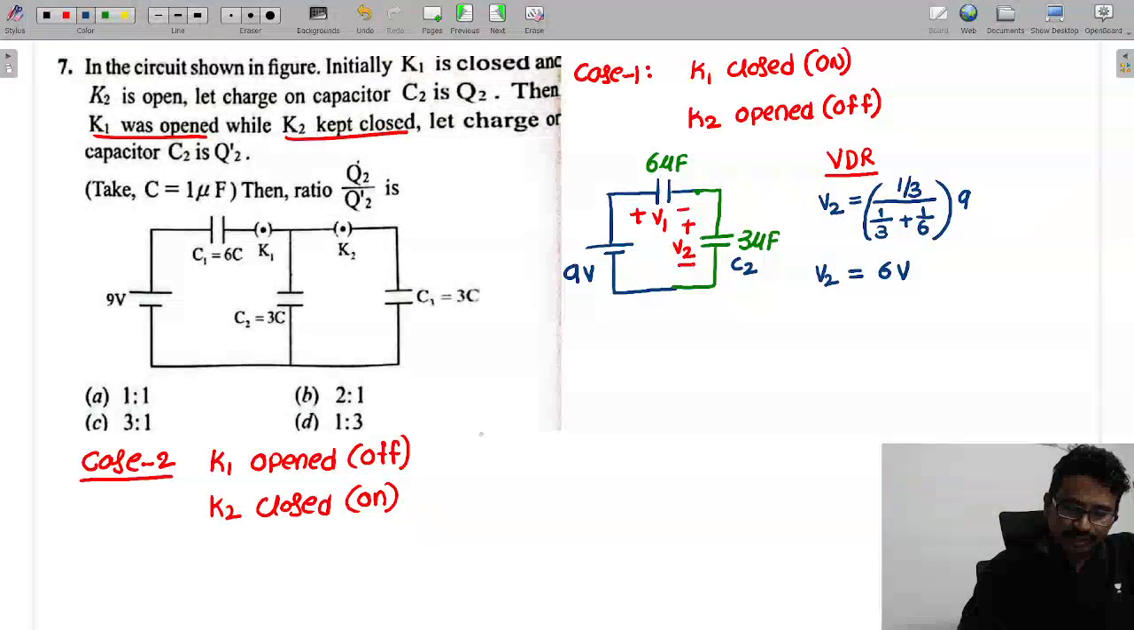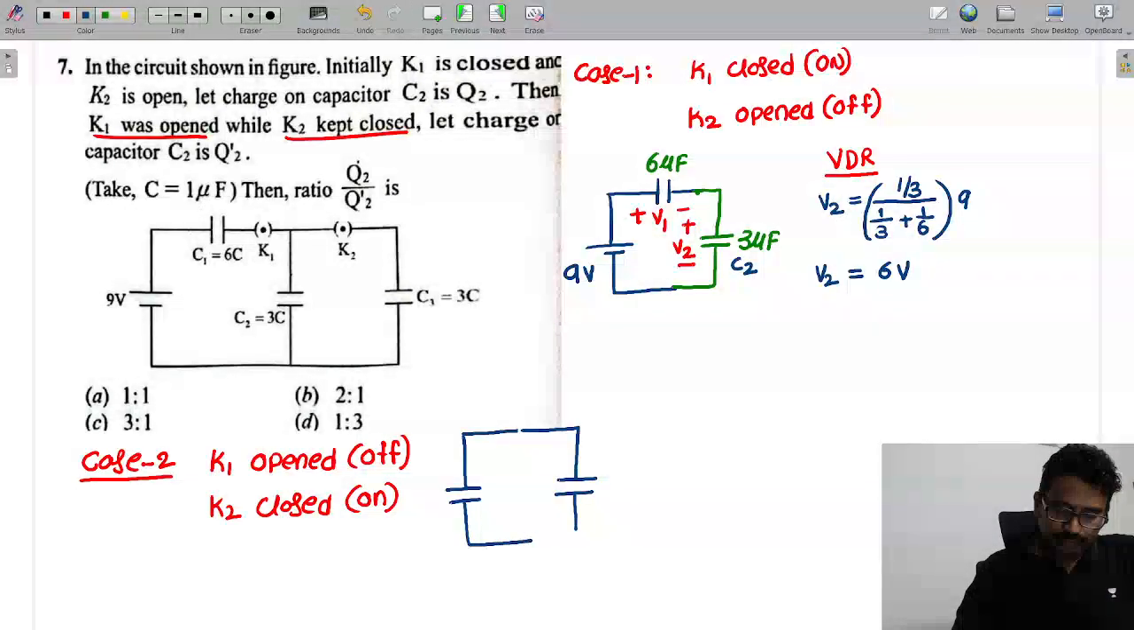In the second case, the first part is open, so that does not affect the circuit. Here the switch is closed. Here is a capacitance, and here is a capacitance. Now this is another capacitance, this is C2. This is the only C2 value. How much is this value? 3 microfarads. And this is also 3 microfarads only.